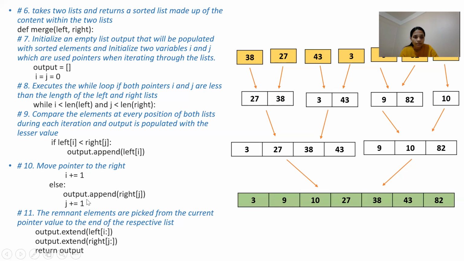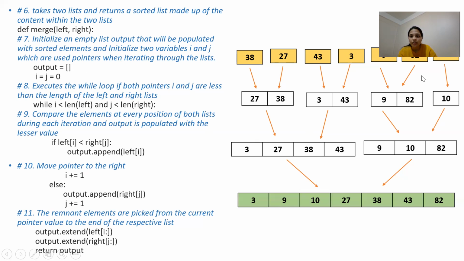After the pointer is incremented, the while loop becomes false, and then output dot extend left. Any element which is left will be added back to the list. So in the left, there is no element left, but in the right, yes, 43 is added. So once you execute the left side, then it calls the right merge. So that is the right side in the previous left and right partition.